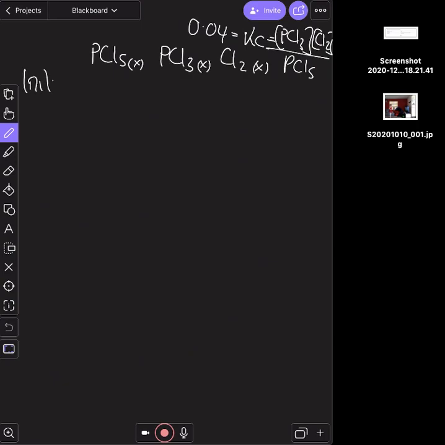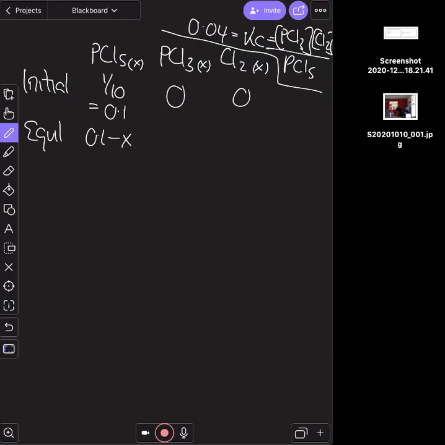So our initial line from our question tells us that we have 1 mole in 10 litres, and as always I would suggest that you do the division now, and our products are always 0. Our equilibrium line is going to be 0.1 minus x, and our products are going to be 0 plus x. So then we fill in our Kc equation, and I now have x squared over 0.1 minus x.